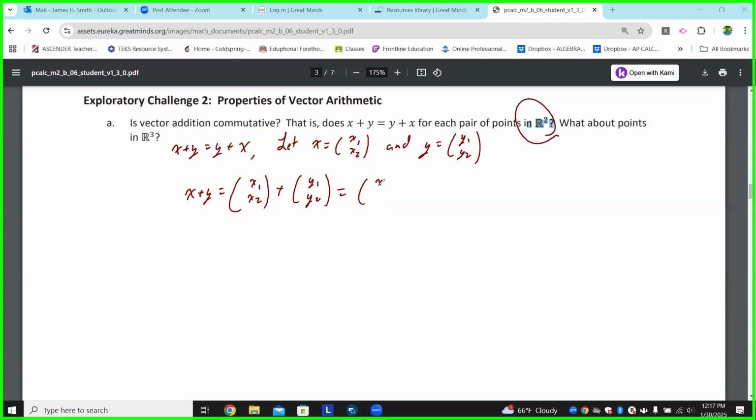All right, so how do I add these vectors? That's it. x1 plus y1, and then this would be x2 plus y2. All right. Here's what I'm going to leave you. Find out what Y plus X is.